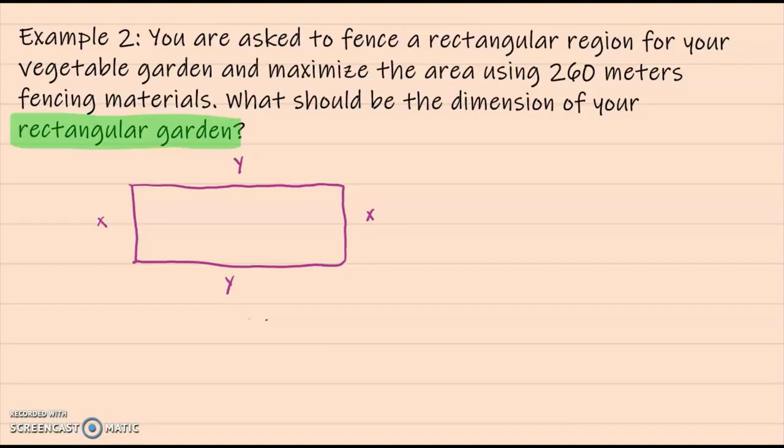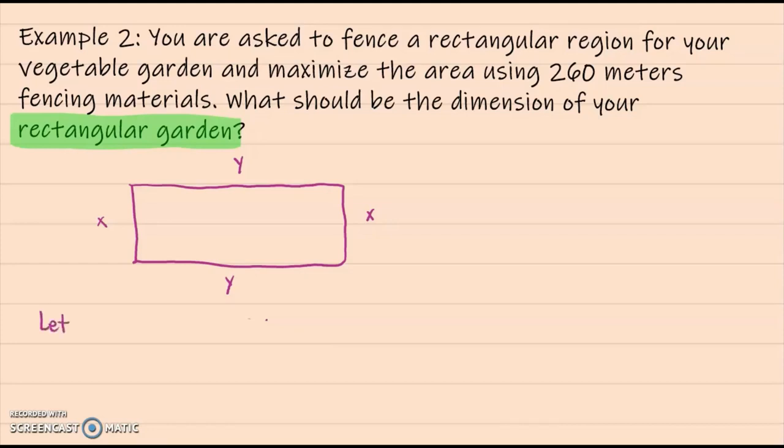As stated in the problem, the area must be maximized. So meaning to say, we will use the formula for the area as our optimization equation, and the equation for the perimeter is our constraint. Okay, so moving on, let's write our constraint.